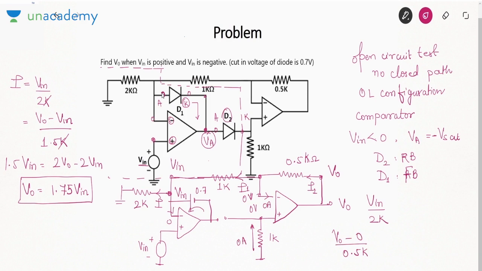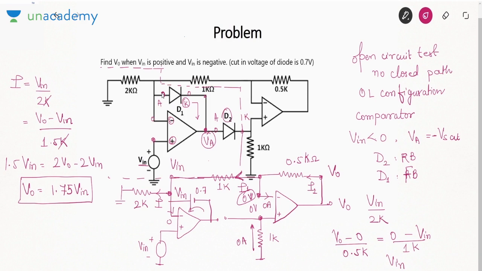The current here is 0 ampere. So the voltage of positive terminal is 0. If voltage of positive terminal is 0, the voltage of negative terminal is also 0 by virtual ground. So what is this current I1? V0 minus 0 by 0.5K. What about this current I1? It is 0 minus Vin by 1K.